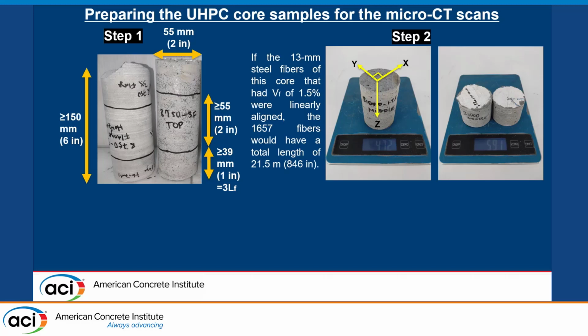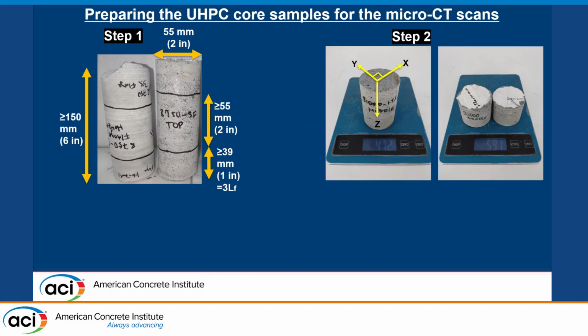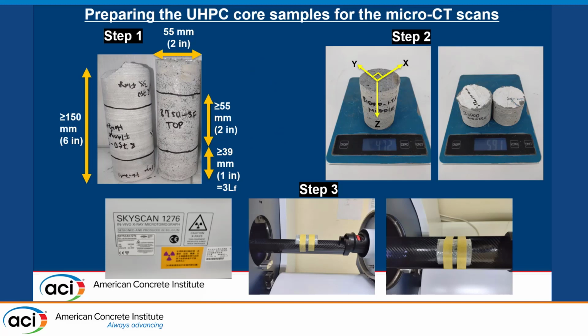Just to give you an idea, if you consider how many fibers are in that small core, there will be like 1,657 fibers. If you align them linearly, there will be 21.5 meters of fibers. That's just a lot of fibers. So, of course, counting fibers is not a simple work, but it's part of what we're doing right now.